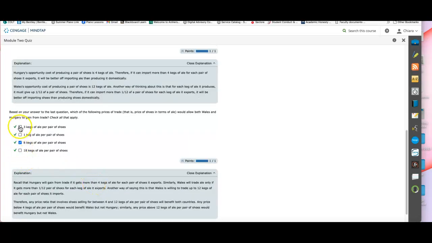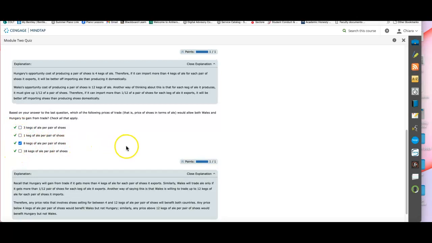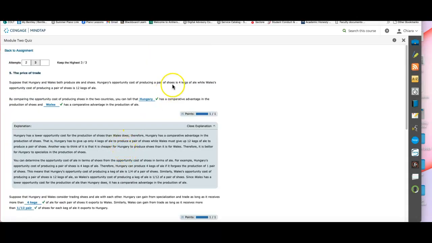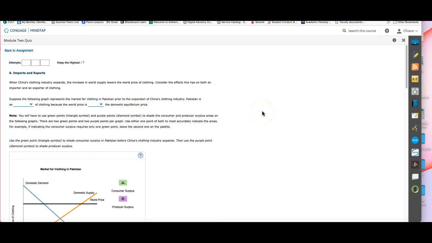And as you can see, it was correct not to select the other 3 and only to select 8. The price of trade has to be between the value of the 2 opportunity costs to be advantageous for both countries. Moving on to question number 6.